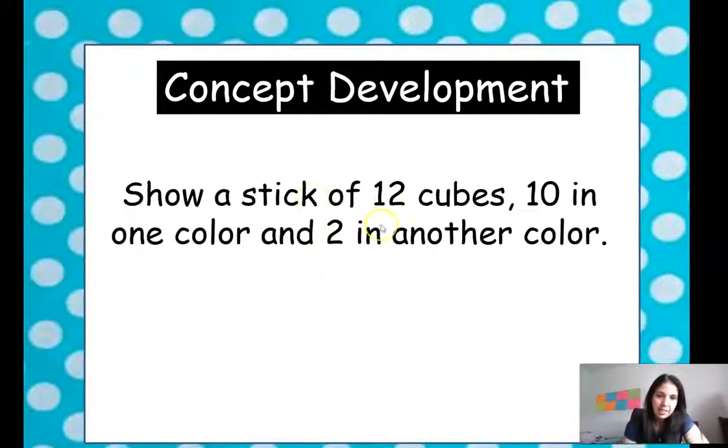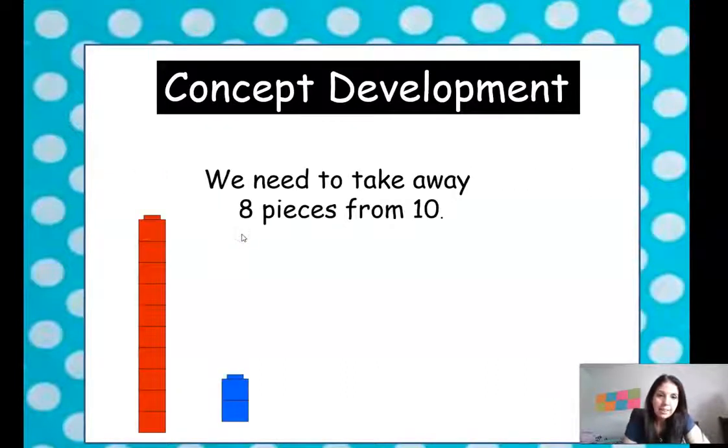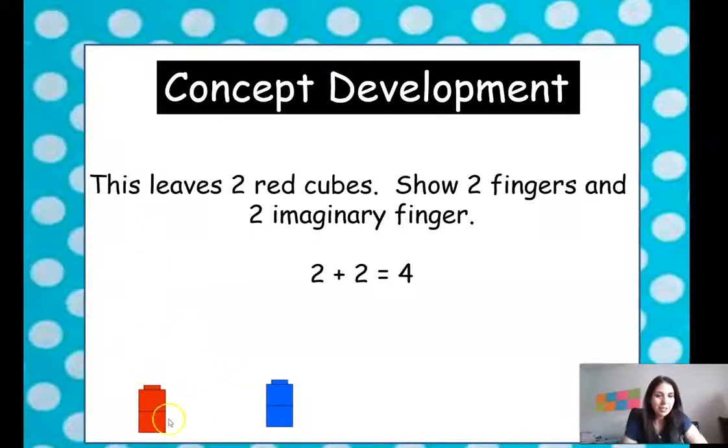Now we're going to look at a stick of 12 cubes, 10 in red and 2 in blue. So we have 12, and we're going to break them up, and we're going to take 8 from our group of 10, and how many do you think we'll be left with? If you said 2, you're correct. We're left with 2. So now we're going to count. 2 plus 2 equals 4. We add these two together to equal 4.